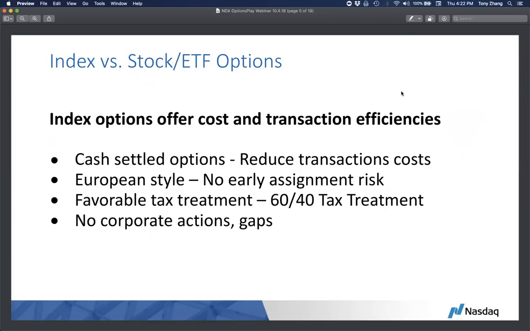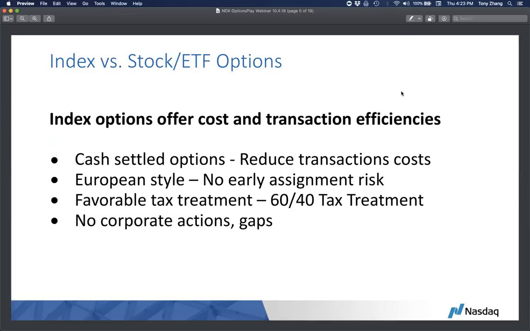Second of all, it's European style. That means if you're selling calls or puts or credit spreads, you don't have to worry about early assignment, because you can't exercise an index option early, because they're all European style, unlike American style ETF and stock options where there's the availability of early assignment. No such thing exists on the index side, which also makes managing those trades a little easier.